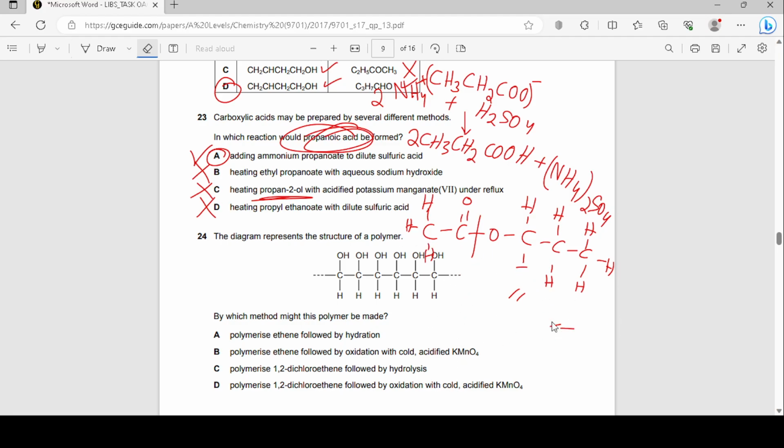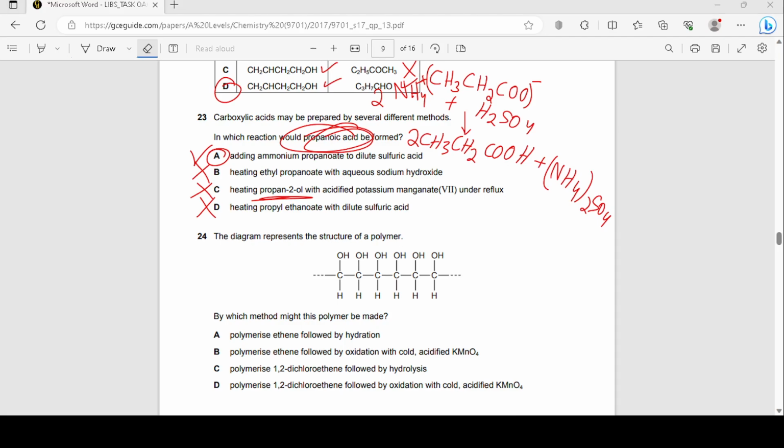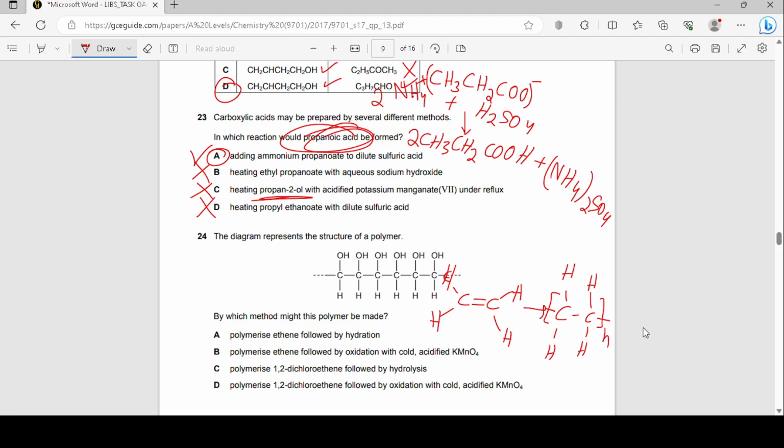Hopefully that makes sense. For the next question, number 24, the diagram represents the structure of a polymer. By which method might this polymer be made? Okay, so now let's see the methods. A, polymerize ethene followed by hydration. But that's a problem because if I polymerize ethene, then obviously I'll get polyethene, which is basically a long chain alkane, right? So it'll be C, C, H, H, H, H, and then you have continuation bonds, repeated n times. It's a long chain alkane.